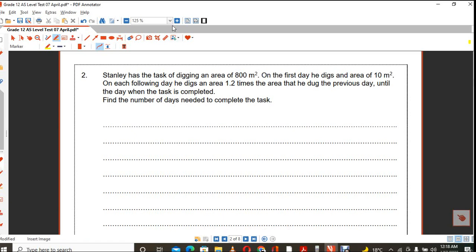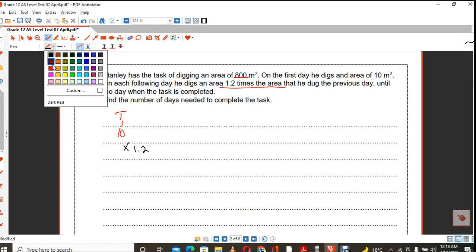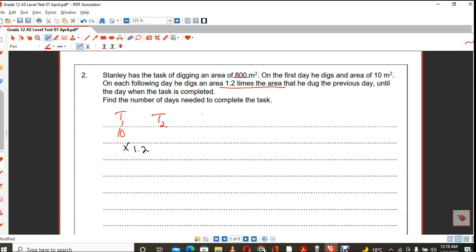Question 2. Stanley has a task of digging an area, and the area he has to dig is 800 square meters. On the first day, he digs 10 square meters, and each day it will be 1.2 times the area. So that's, for example, the first term. To get the next term, I'll multiply by 1.2. I'm looking at a second term, a third term, perhaps I can go up to the fourth term.